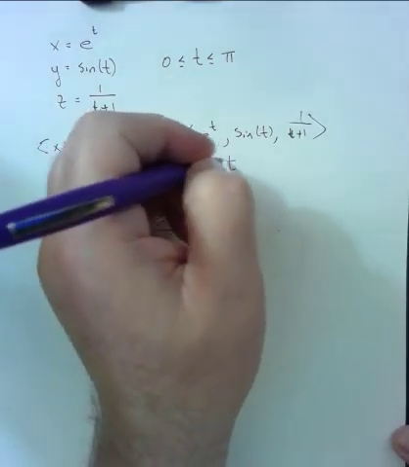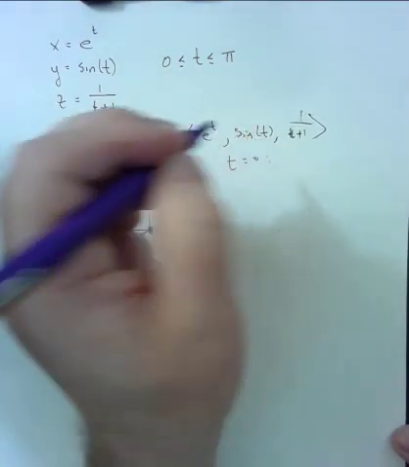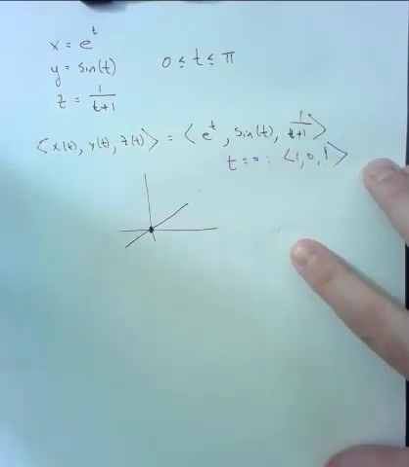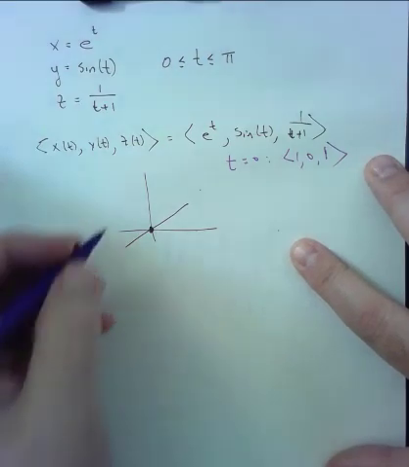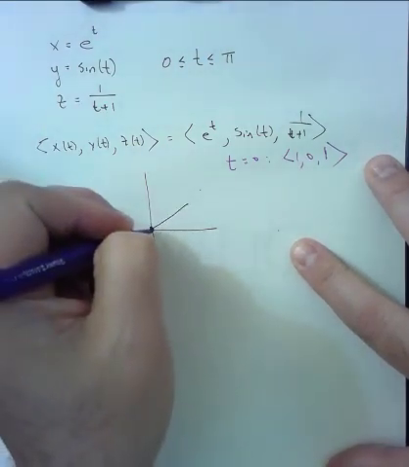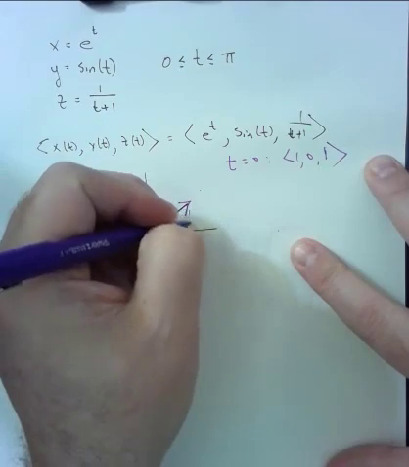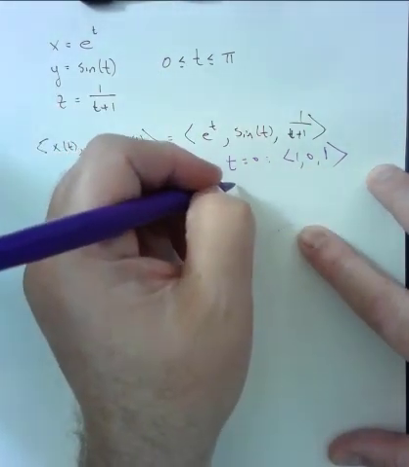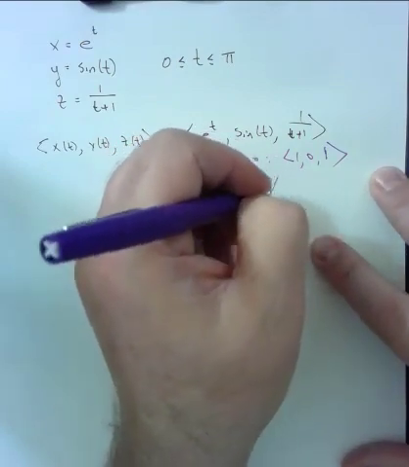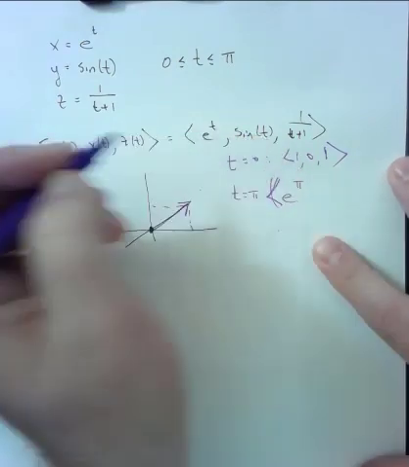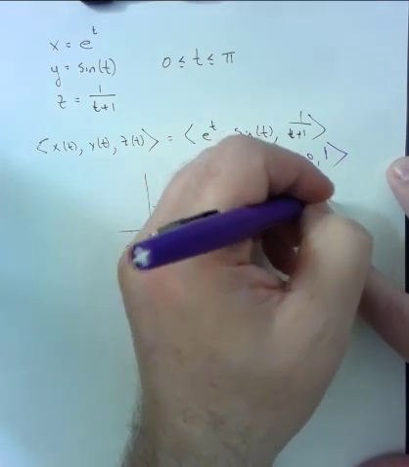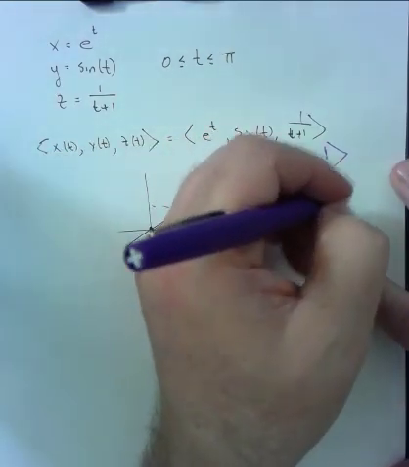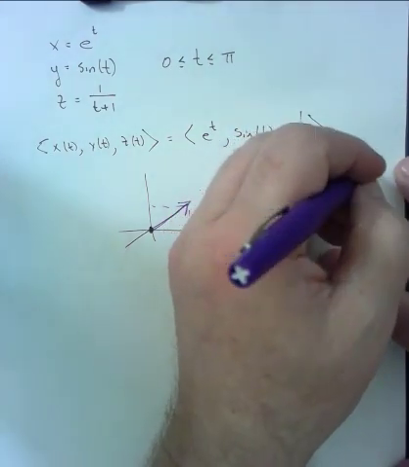So when t starts at 0, we already mentioned we start at 1, 0, 1 for this particular vector function. So that is x is 1, y is 0, z is 1. So that starts kind of straight up in space like that. And then by the time we get to t equals pi, we are going to be at e to the pi, which is a very large number, sine of pi, which is 0, and 1 over pi plus 1, which is a small number.